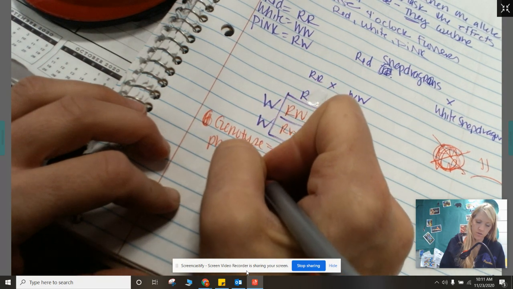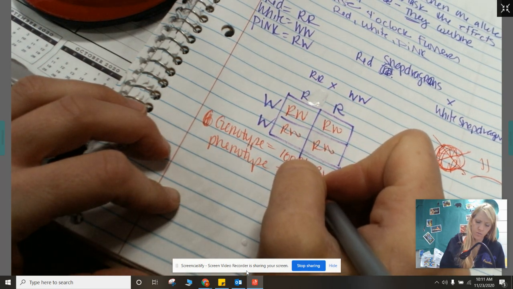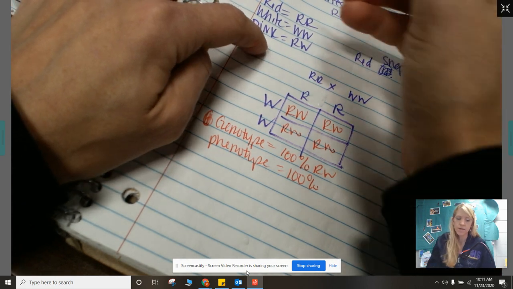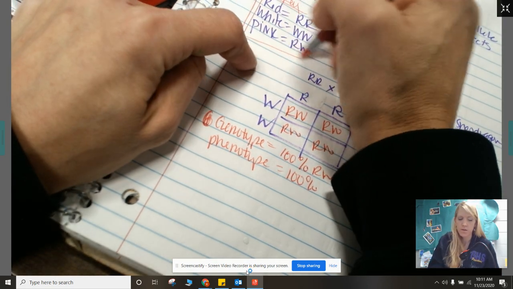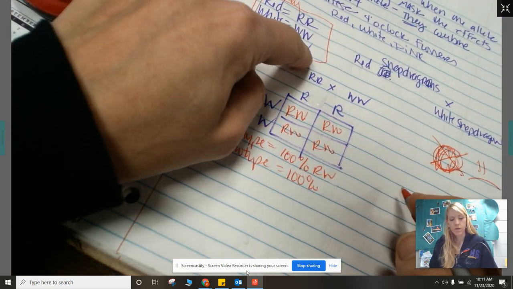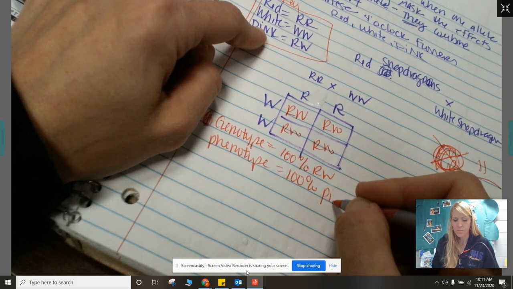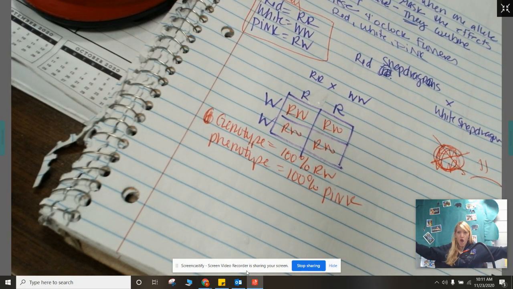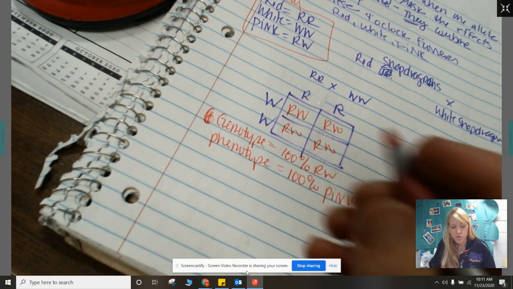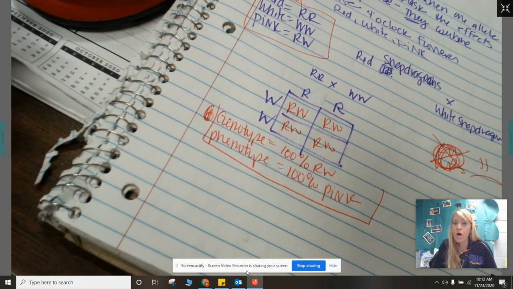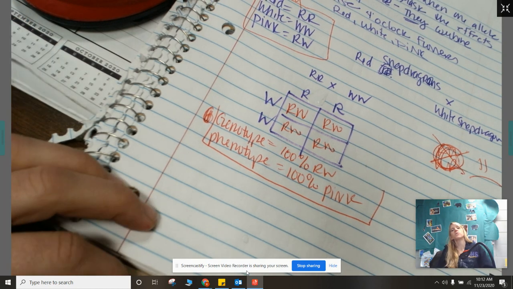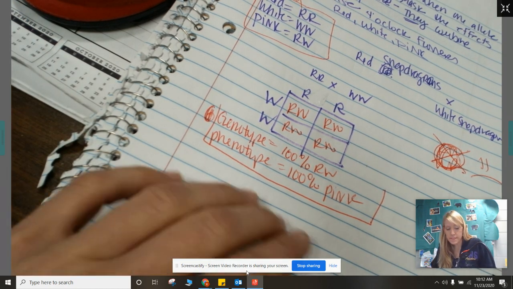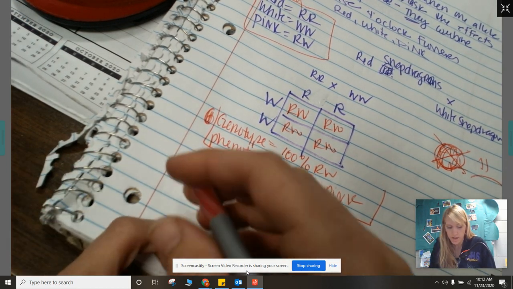Phenotype. 100%. What is RW? I don't remember. Let's look at our key that we got a point from making. Key, pink, RW. 100% pink. We wanted red flowers for Valentine's. What happened? So this is our answer right here. So how are we going to get red flowers? Jeez Louise, we got pink. Those guys and girls want red.